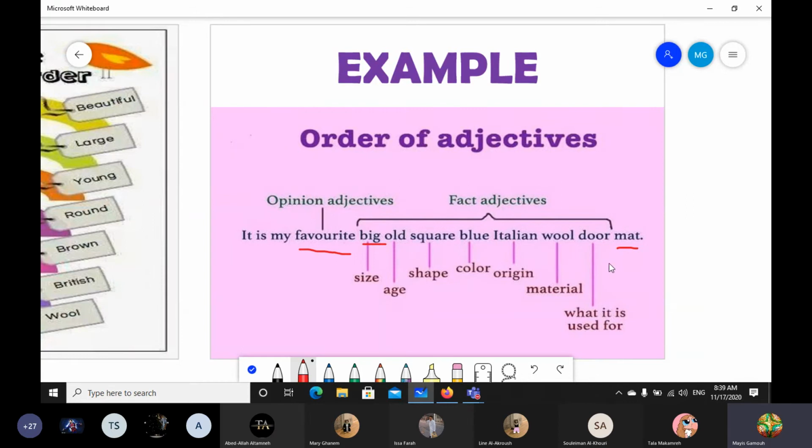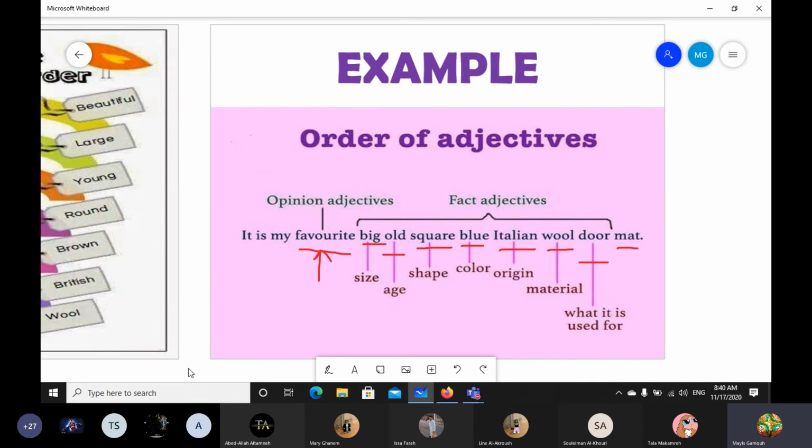So here, how did I describe it? It's my favorite. Its size is big. Its age is an old one. The shape is a square. The color is blue. The origin is Italian. The material is wool. And what is it used for? I put it in the front of the door.